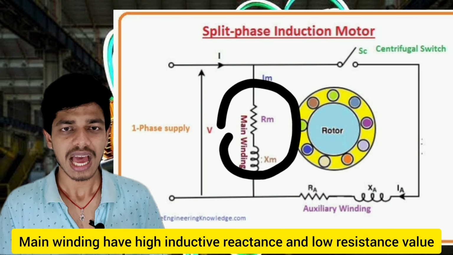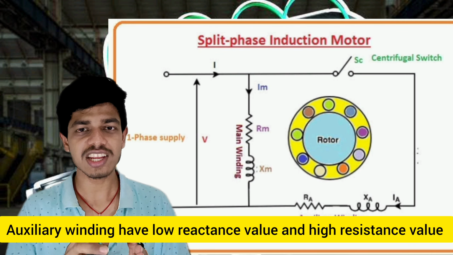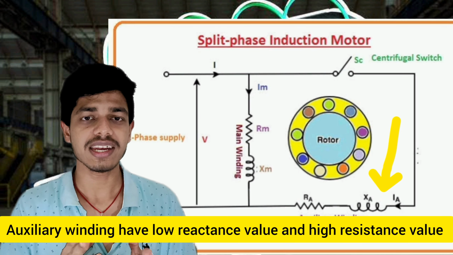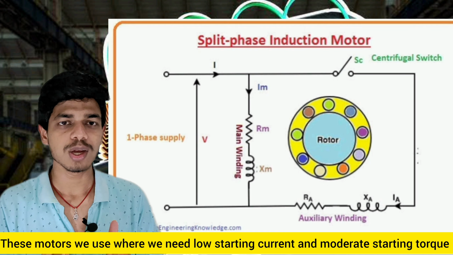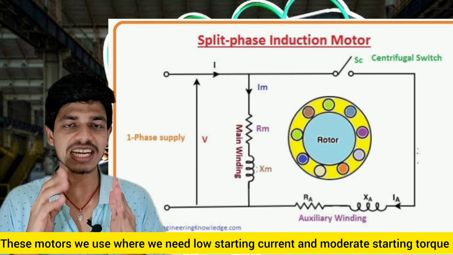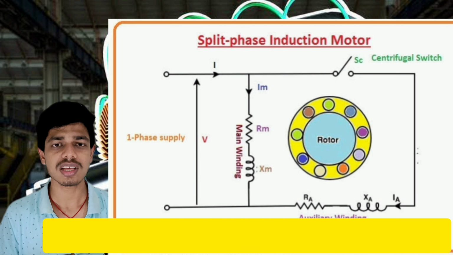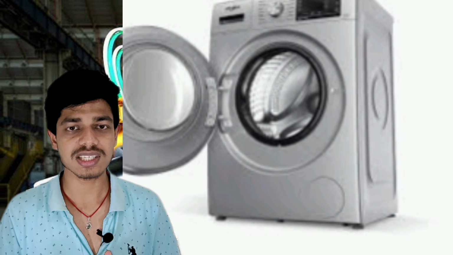The main winding has high inductive reactance and a low resistance value. The auxiliary or starting winding has a low reactance value and a high resistance value. These motors are used where we need low starting current and moderate starting torque. They are used in various applications like fans, centrifugal pumps, washing machines, etc.